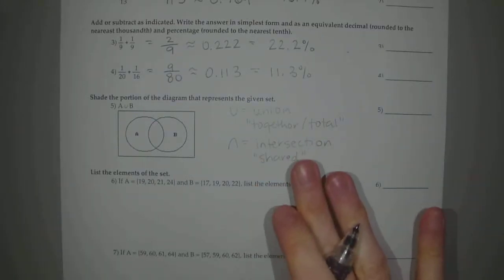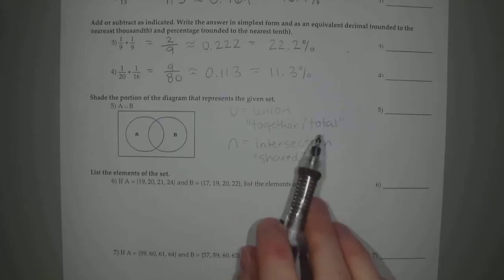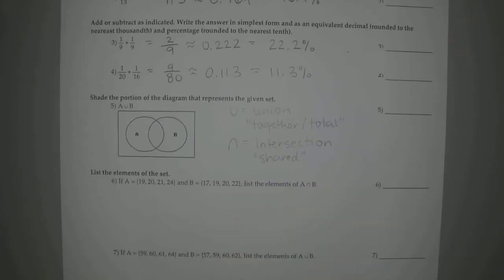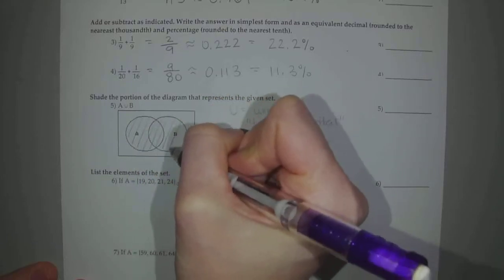So looking at, and this is just kind of notes because on this one we're just doing union, but on your homework, on your worksheet, they might throw an intersection at you as well. So I want you to notice both. On this one it says, shade the portion of the diagram that represents A union B. Well, what does A union B mean? It means together or total. So we want to shade A and B total. So what would we be shading? The whole thing but the rectangle, right? Like the MasterCard symbol inside our credit card, right? So we want to shade A and B.